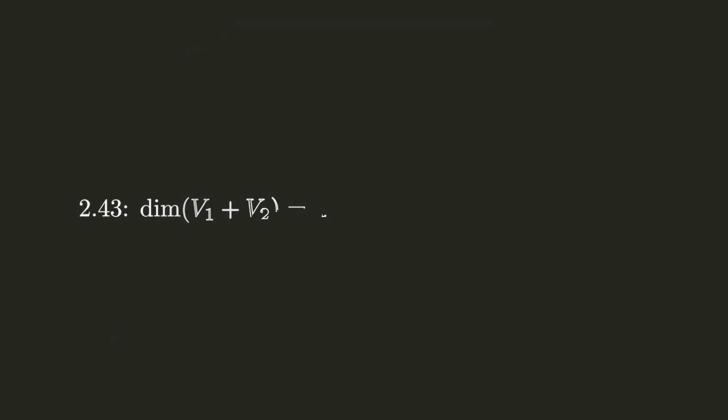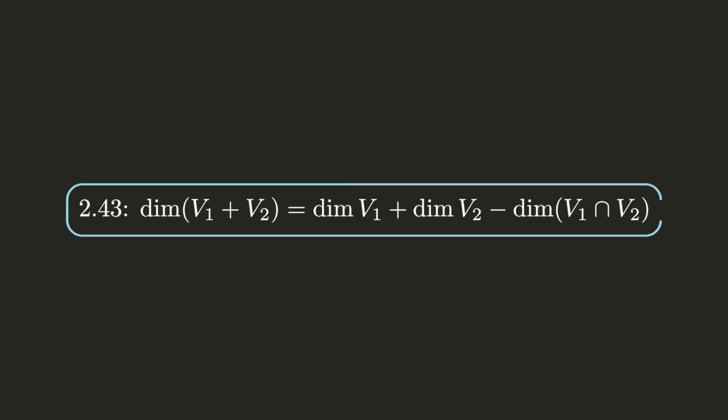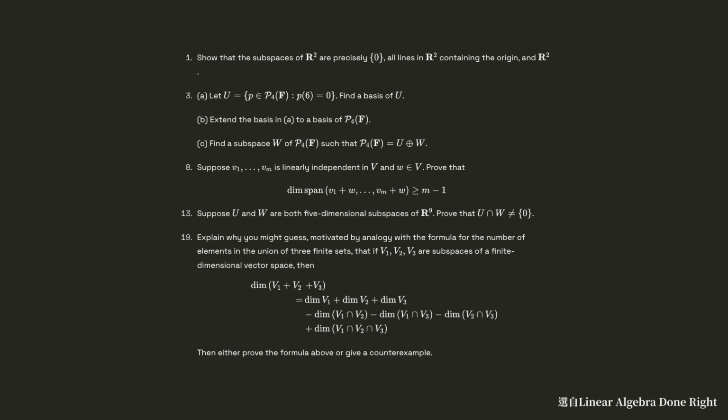Finally, there's a theorem that tells us how to calculate the dimension of the sum of two vector spaces. It's very similar to the union of two sets. We won't be going over the proof here. It's nicely presented in the text. Here are the exercise problems for this chapter. Again, give them a go if you want to spot the holes in your understanding.